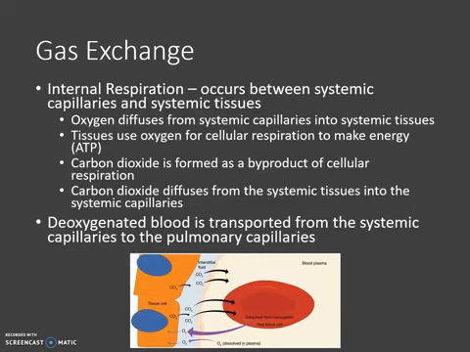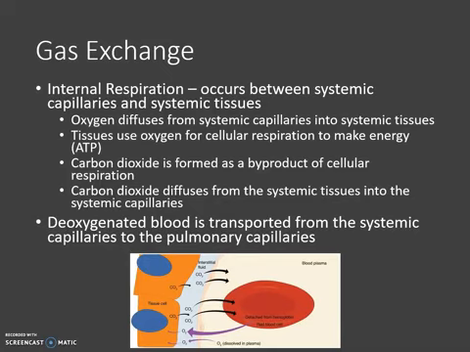Oxygen primarily diffuses out of the blood in the systemic capillaries into the systemic tissues. So it's going out of the blood into the cells. The cells and the tissues then use oxygen for cellular respiration to make energy in the form of ATP. Recall that carbon dioxide is formed as a byproduct of cellular respiration, and that carbon dioxide then diffuses from the systemic tissues into the systemic capillaries.